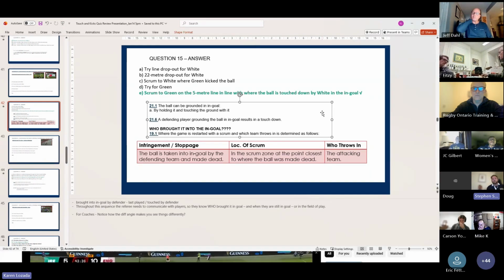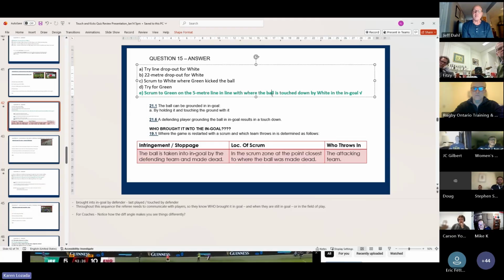I'll say it. I was super convinced, for everyone that's watching this, that Ireland had that ball there. It's not an Ireland try. It is a green scrum on the 5 meter line, in line with where it was touched down. Yeah. So all scrums are going to come out to the 5 meter line, but in line with wherever that ball was touched down. All right, cool.